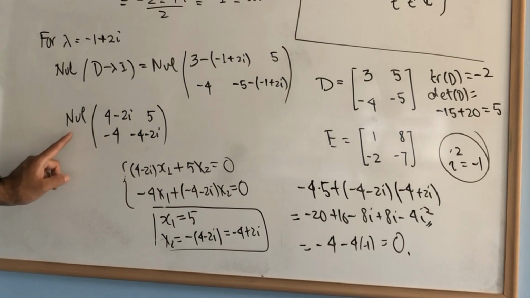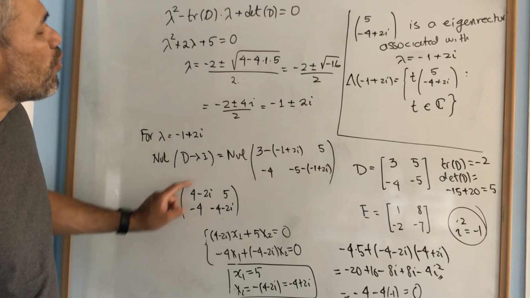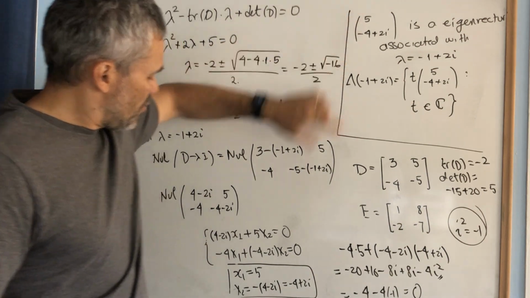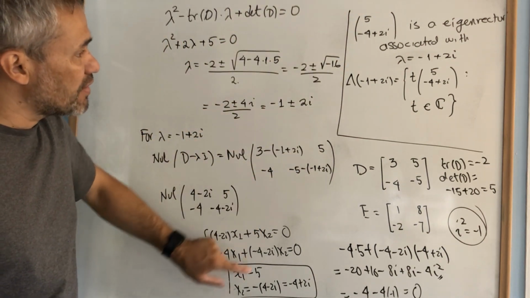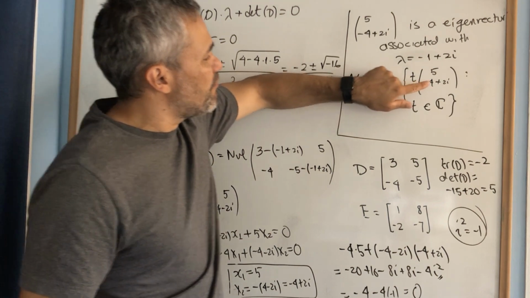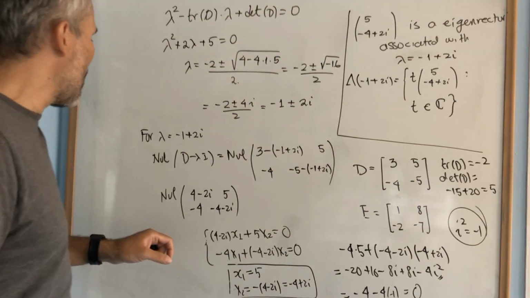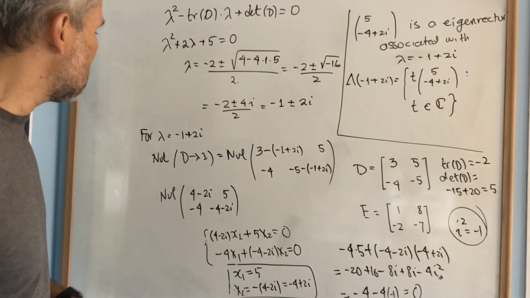We already know that the null is going to be the collection of vectors that are a multiple of a single vector. Then you just need to find that single vector, and then the eigenspace is just all the vectors that are parallel to this given vector. The other one is done similarly.